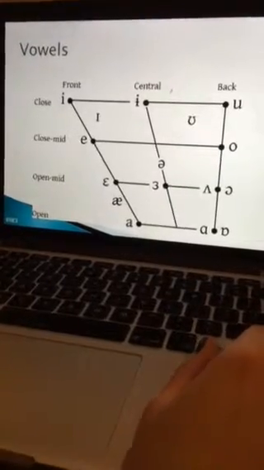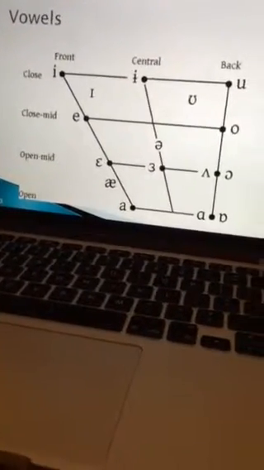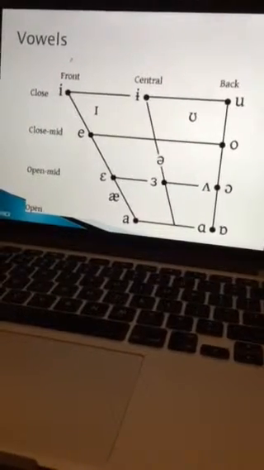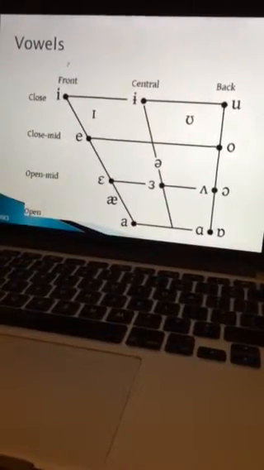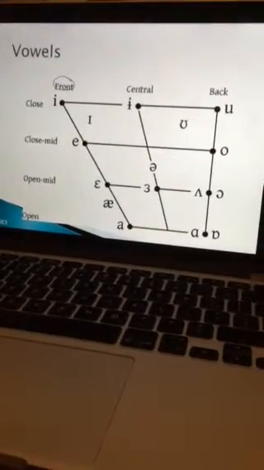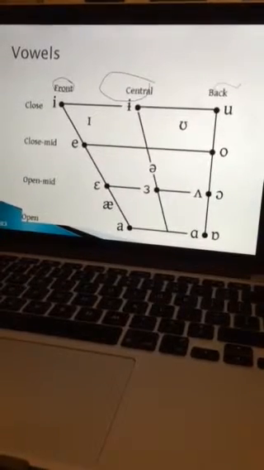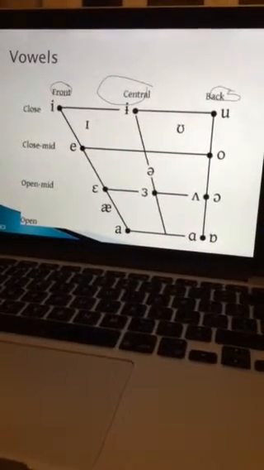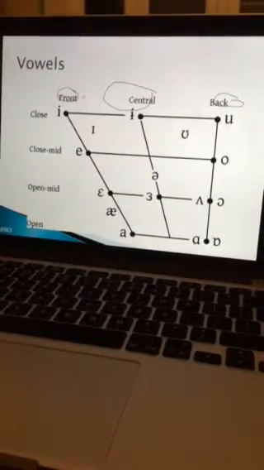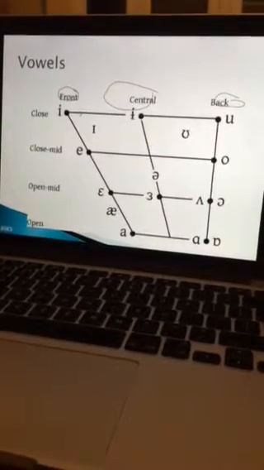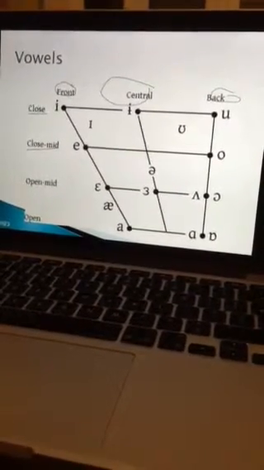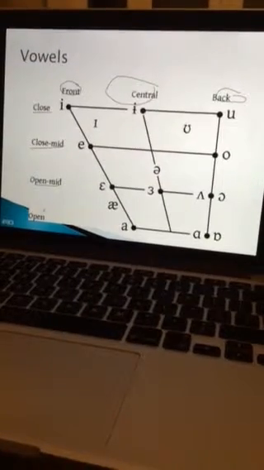Vowels. On this slide, we have a picture of the vowel chart. This shows you where the tongue is placed in the mouth to make different sounds. It clearly shows front, central, and back. These are the areas of the mouth. And then down the sides, it clearly shows how open the mouth is. So close, close mid, open mid, and open.